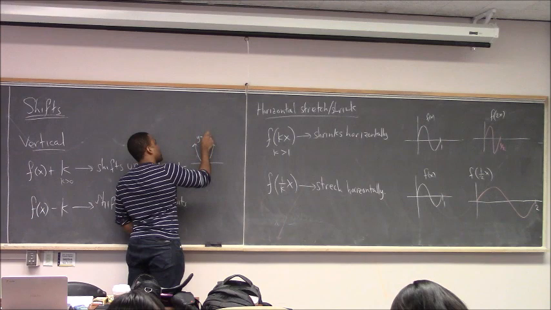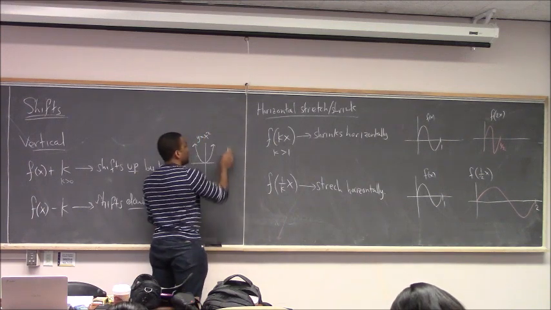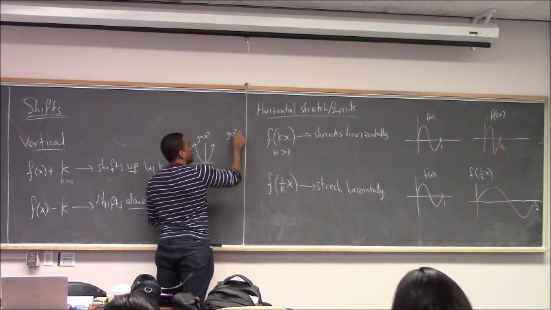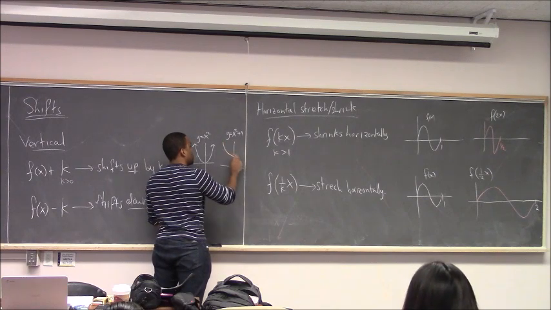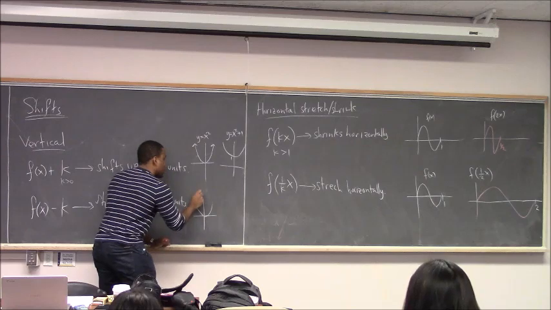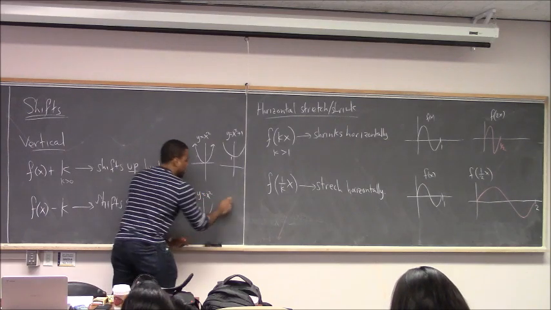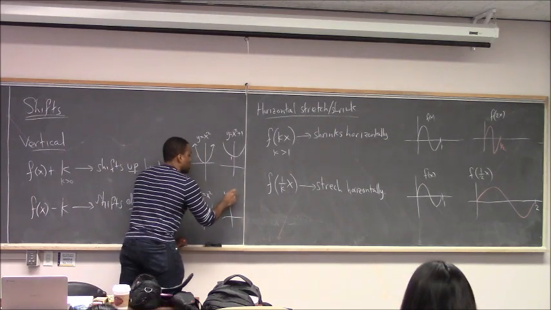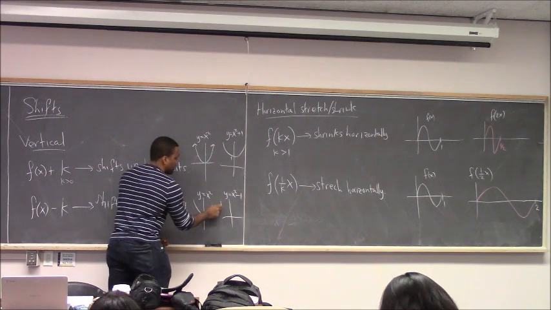Again, here you can think of the x squared graph. So y equals x squared. You can compare that to something like y equals x squared plus 1. That's a shifting up. Whereas again, here, if I think of y equals x squared, I can compare that to y equals x squared minus 1, and that shifts down.